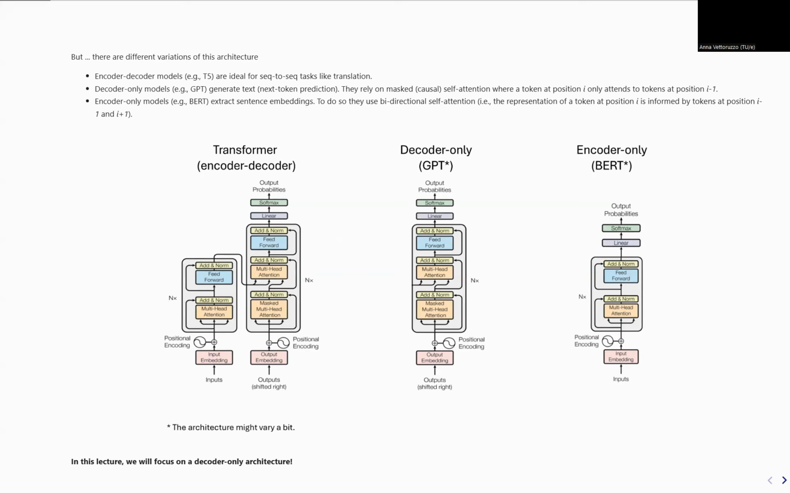This architecture relies on a masked causal self-attention, where a token at position I only attends to the tokens at the previous positions. And finally, we also have what is called the encoder-only architecture, such as the BERT model that extracts sentence embeddings. And the main idea is that in this architecture, a token at a position I can attend to all tokens in the previous and also in the next positions. But in this lecture, the main focus will be on decoder-only models, which are very popular nowadays and are also at the basis of large language models.